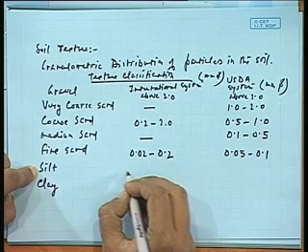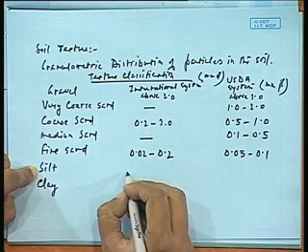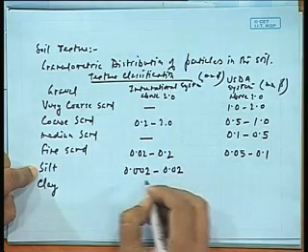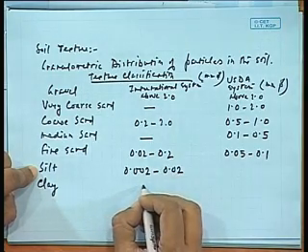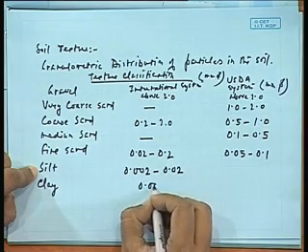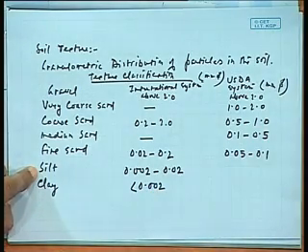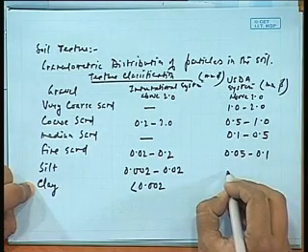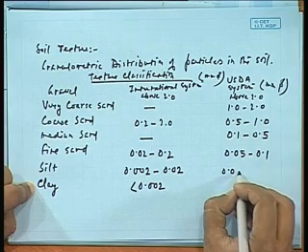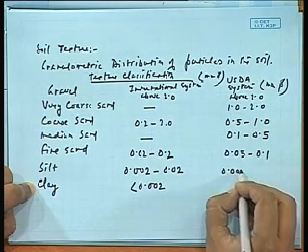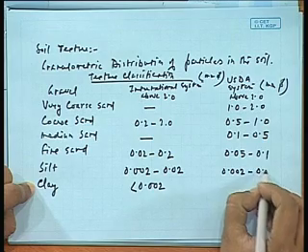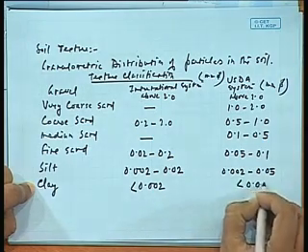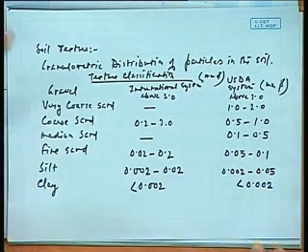Silt is 0.002 to 0.02. Less than 0.02 is clay. So here it is also the same, only thing is 0.002 to 0.05, and the last one is 0.02. This is the same, only they made a subdivision.